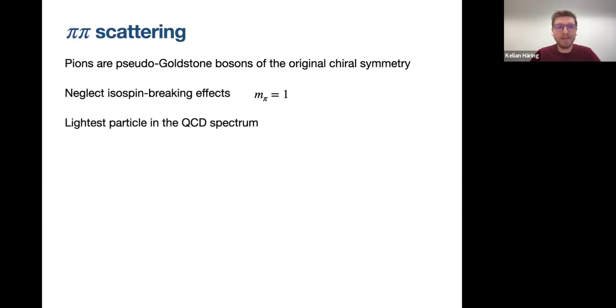So what are the pions? The pions are simply the pseudo-Goldstone bosons of the chiral symmetry of the QCD Lagrangian. And this work will neglect the isospin breaking effect. So all the pions will have the same mass that we set to 1, and this will fix the unit. We have to choose the unit, and we choose the unit for the pion mass to be 1. So the pions are the lightest particle in the QCD spectrum.